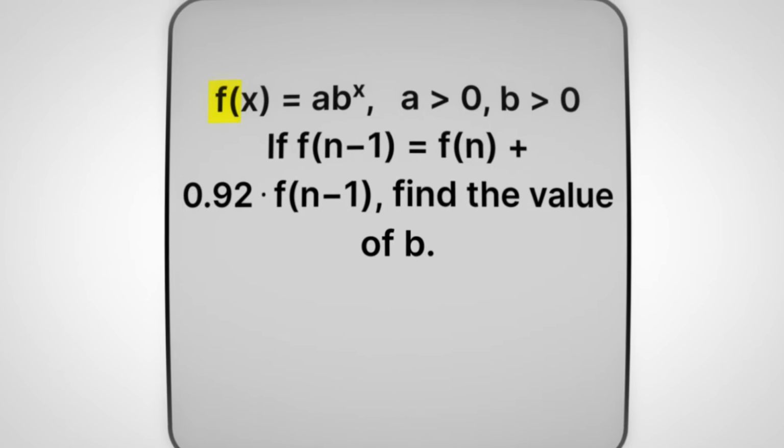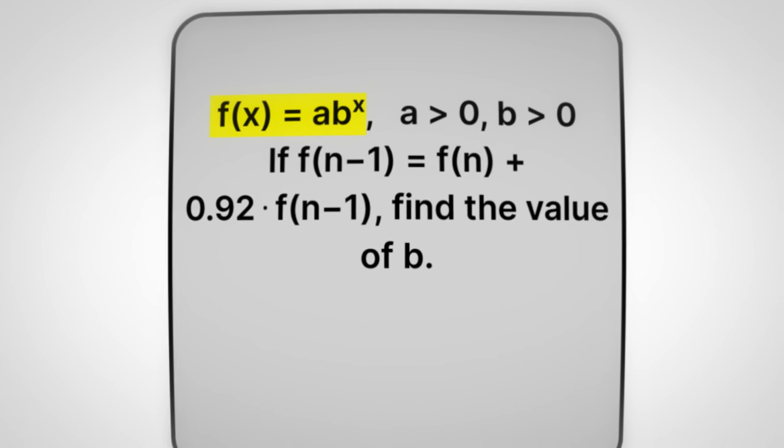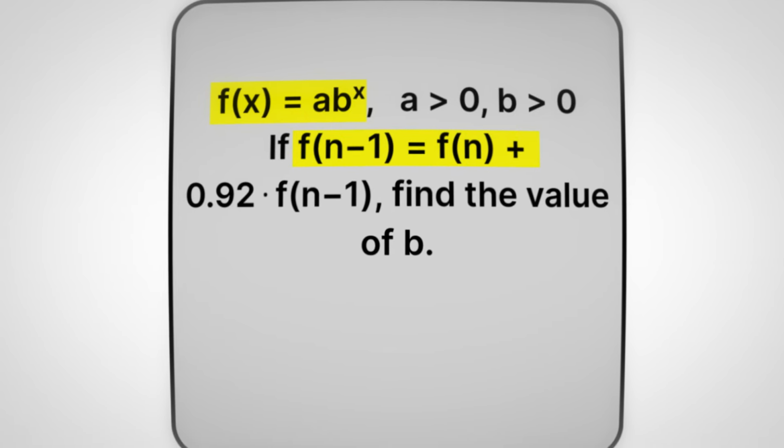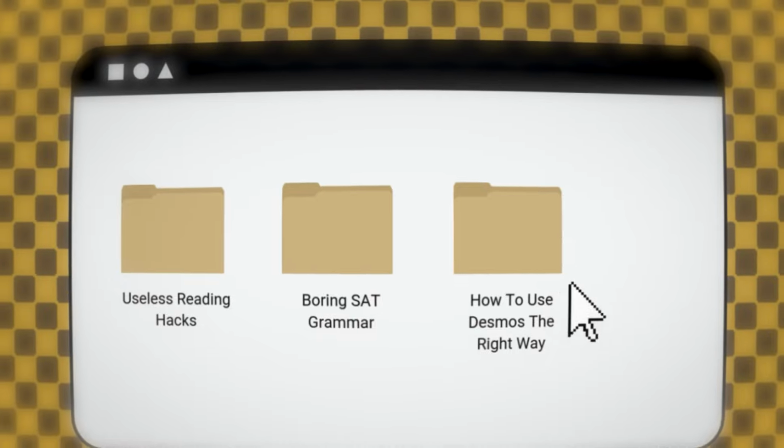Alright, here's something most students completely miss when tackling exponential functions on the SAT. Imagine you're staring at this problem. f of x equals a multiplied by b to the power of x where a and b are positive. If f of n minus 1 equals f of n plus 0.92 multiplied by f of n minus 1, there are two types of students right now. Type 1 is pulling their hair out, trying to isolate b, thinking, oh, how do I even start? Type 2 opens Desmos, types in the equation, and literally sees the answer in seconds. The difference? They understand how to leverage tools the right way.